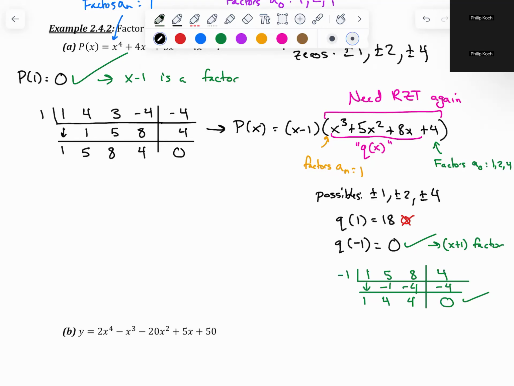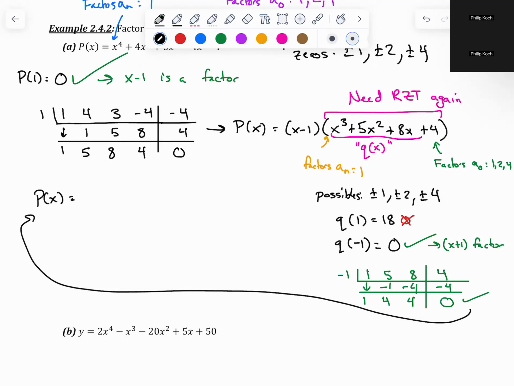So using that information, we now have that P of x can be broken down into an x minus 1 times an x plus 1 times an x squared plus 4x plus 4. Are there any questions so far? Why? Because it's fun. We're finding out the zeros.